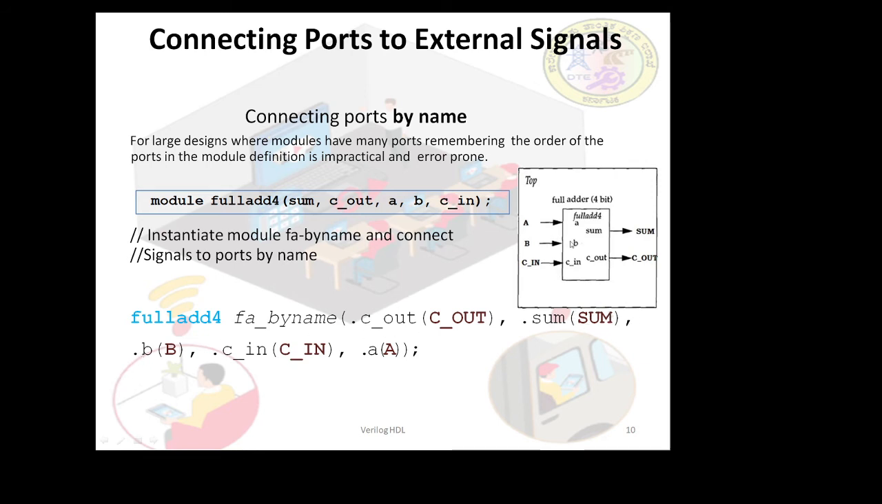Then same with dot B, which is the internal port, and the external port is within the parenthesis. Same with dot C, which tells the internal port, and the external port is the external signal, that is C_in. This is the internal port, dot A, and the external signal is capital A within the parenthesis. Close the brackets and then terminate it.